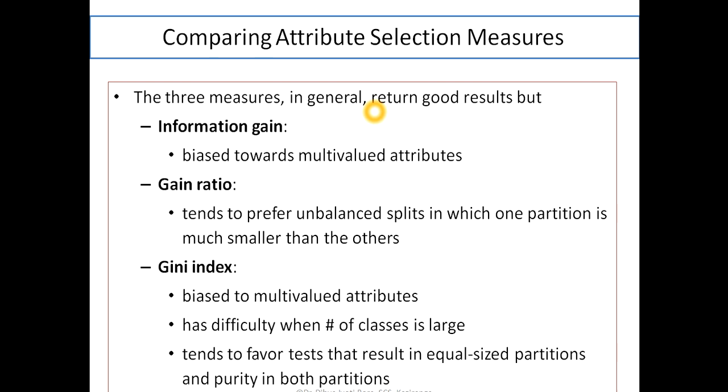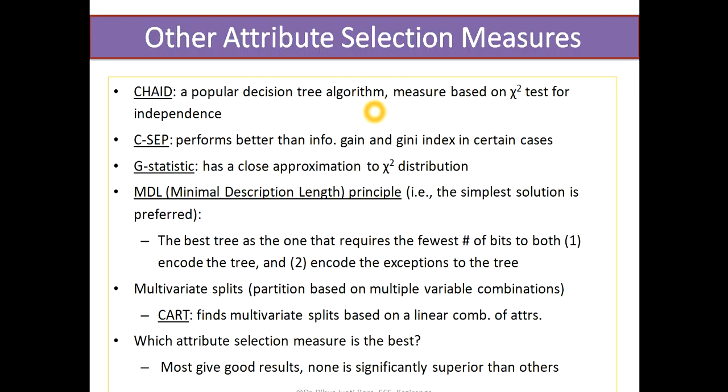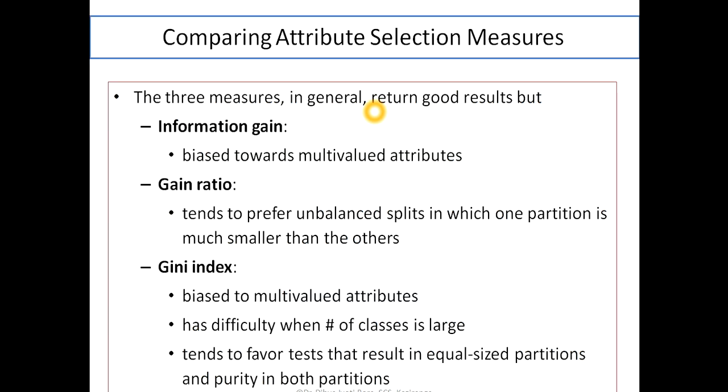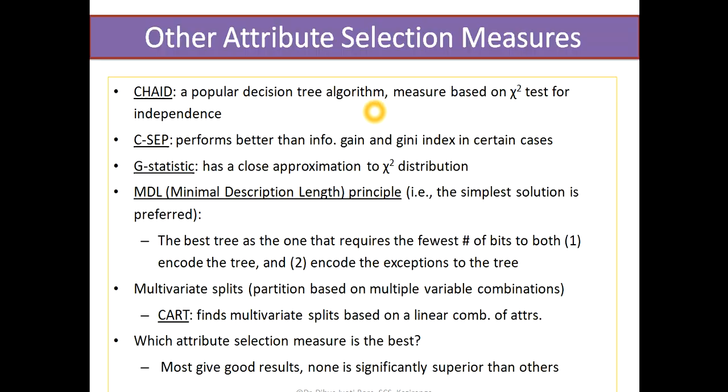But most of the time we use information gain. These are some other attribute selection measures. You don't need to worry about them. But information gain, gain ratio, and Gini index, these three are very important.